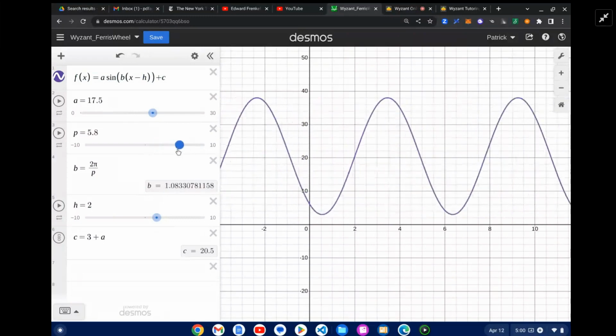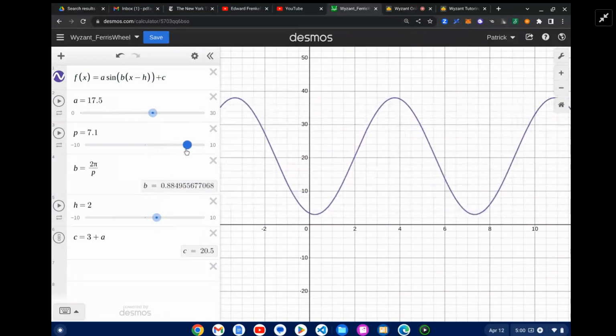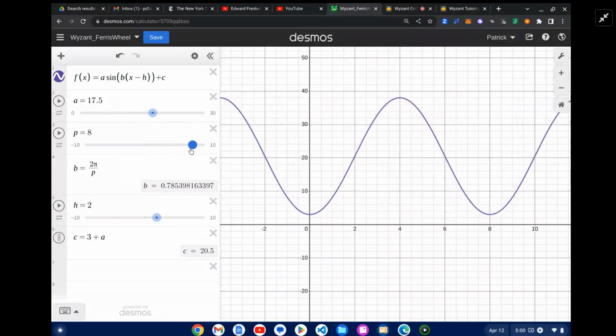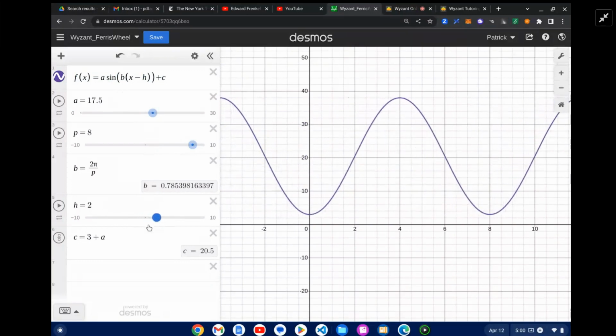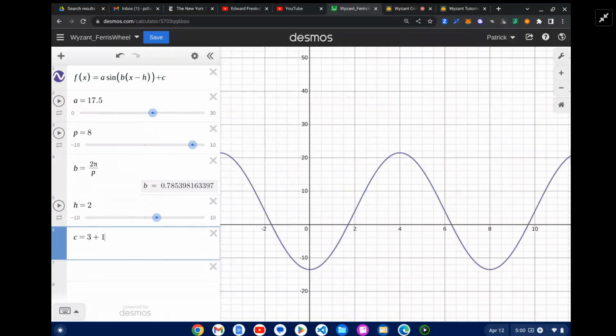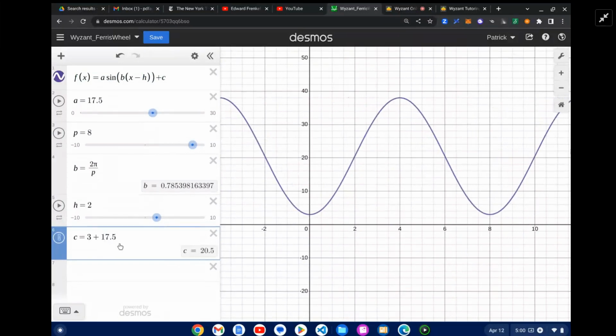And likewise, B is what goes here. It's based on the period. H is the phase shift. It just shifts it over. And then C should be just the vertical shift. You could put a slider in for that as well.